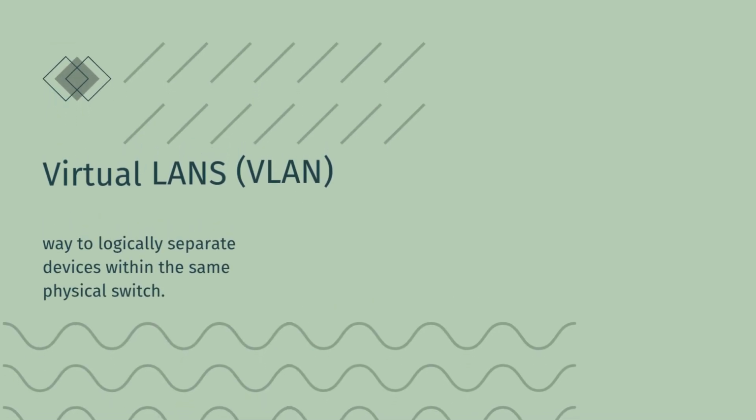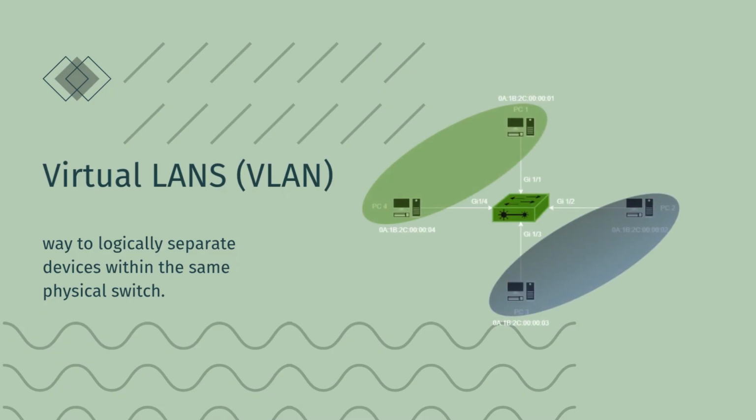This brings us to VLANs. A VLAN, or a virtual local area network, is a way to logically separate devices within the same physical switch. Think of it like creating multiple smaller networks inside one switch.